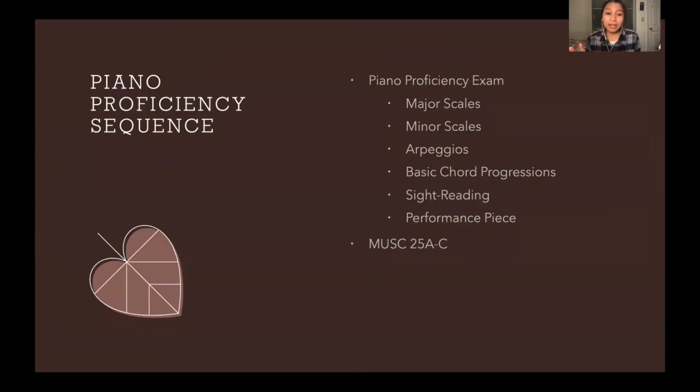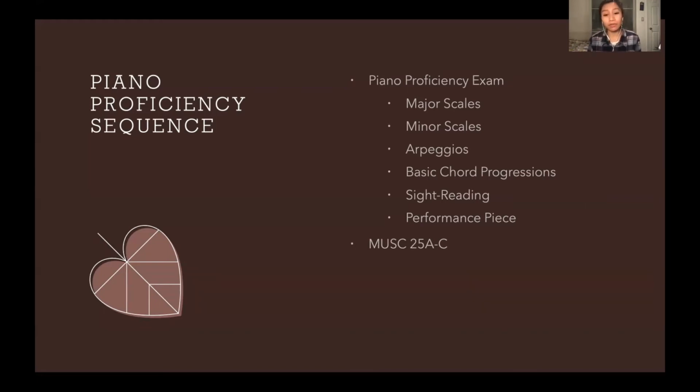The next thing to consider is the piano proficiency sequence. As a music major, you need to pass a piano proficiency exam that will consist of your major scales, minor scales, arpeggios, basic chord progressions, sight reading, and a performance piece. You can find the faculty member who is in charge of the piano proficiency exam and try and test out of it, or you can choose to just take the piano proficiency sequence, which is a series of 3 classes, music 25A through C, which is what I did because I didn't play much piano.